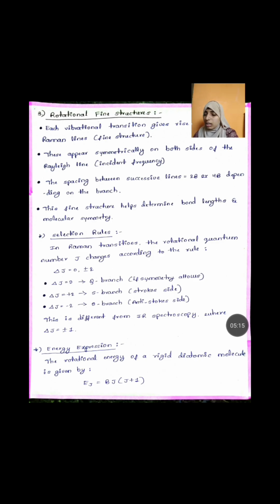In Raman transitions, the rotational quantum number J changes according to the rule ΔJ = 0, ±2. ΔJ = 0 is the Q branch if symmetry allows, ΔJ = +2 is the S branch, Stokes side, and ΔJ = −2 is the O branch, meaning anti-Stokes side. This is different from IR spectroscopy, where ΔJ = ±1. Next, the energy expression. The rotational energy of a rigid diatomic molecule is given by E_J = B J(J+1). This is about rotational fine structure.